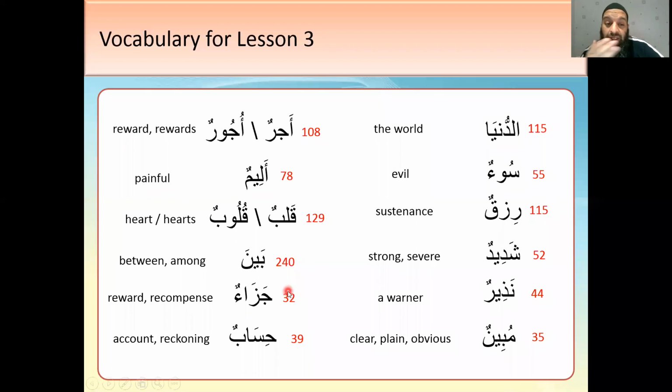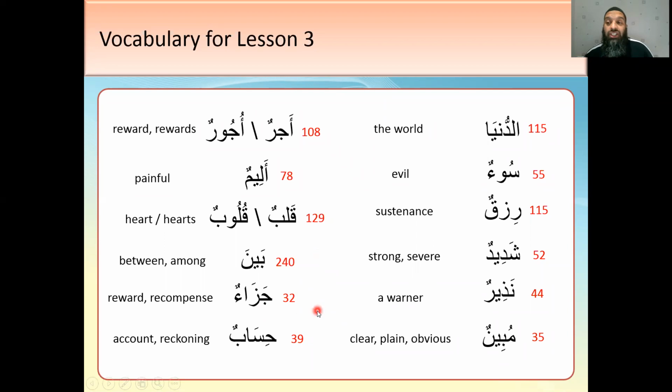Baina is between. Okay, so it's not a noun. It's one of those connecting words. Baina is between. Baina al-mashriqi wal-maghribi. Between the east and the west. Baina. Ya'lamu ma baina aydihim. He knows what is between their hands, literally. Bayna yadayk, the book. Yeah, between your hands means in front of you. It's meaning there in front of you. Okay, so bayna is between.